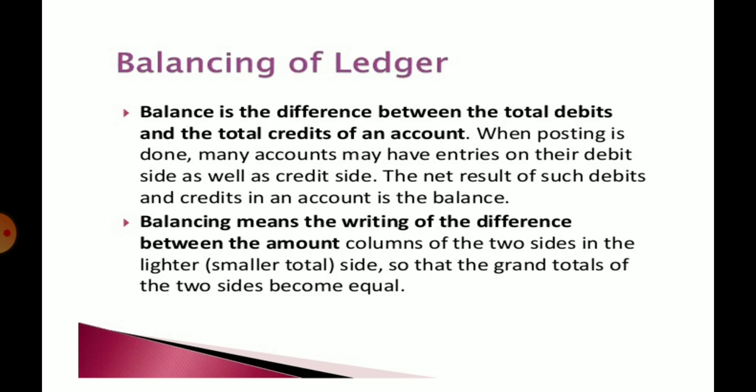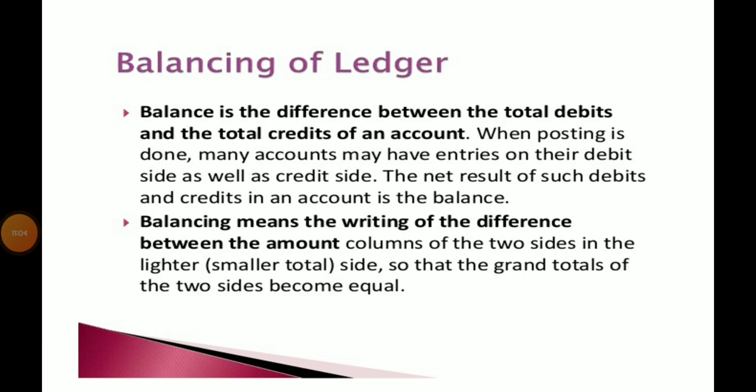Balancing of ledger. Balance is the difference between the total debits and total credits of an account. When the posting is done, many accounts may have entries on their debit side as well as credit side. So the net result of such debit and credit in the account is to be balanced. You can make the total of the debit side and the total of the credit side and subtract them to find the balance. Whatever difference comes from both sides should be written, and the grand total of both sides is written at the end of the account.